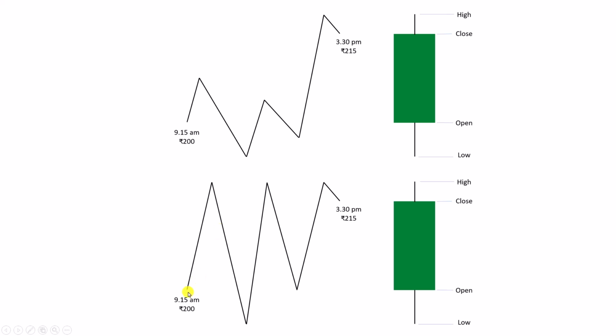Here, if you see, the price starts its journey at 9:15 a.m. here and it moves like this, comes down like this, goes up like this, comes down like this, goes up and ends here. Okay? If you make a candlestick of this path, it would look like this. So this path would also lead to this candlestick and this path also would lead to this candlestick.